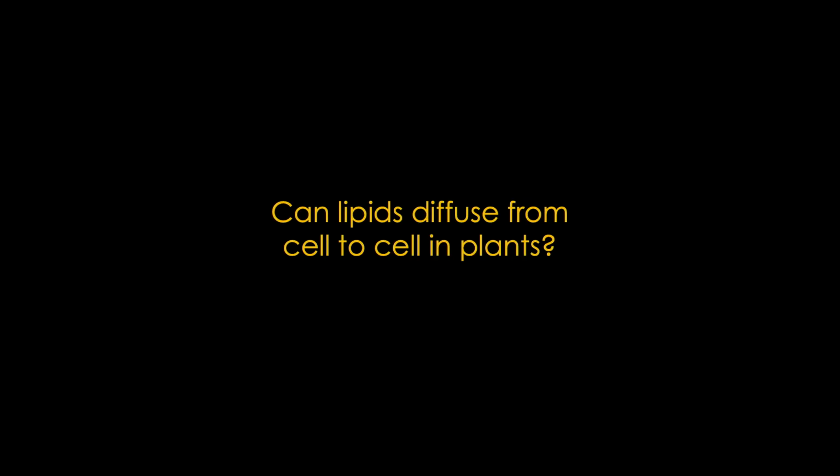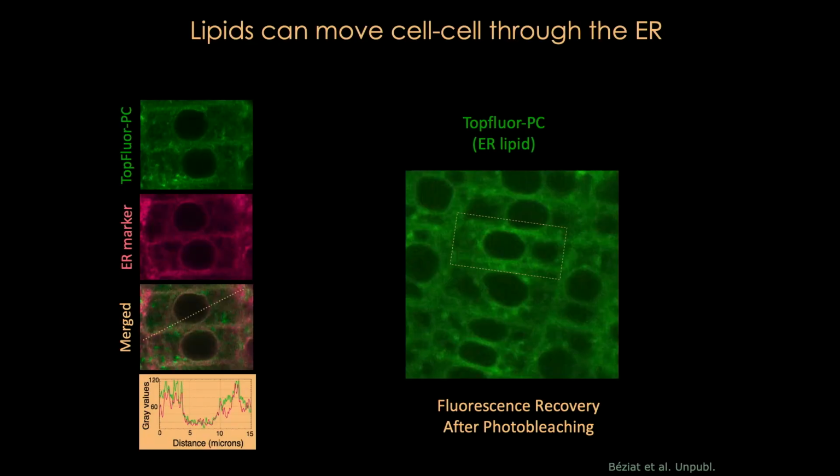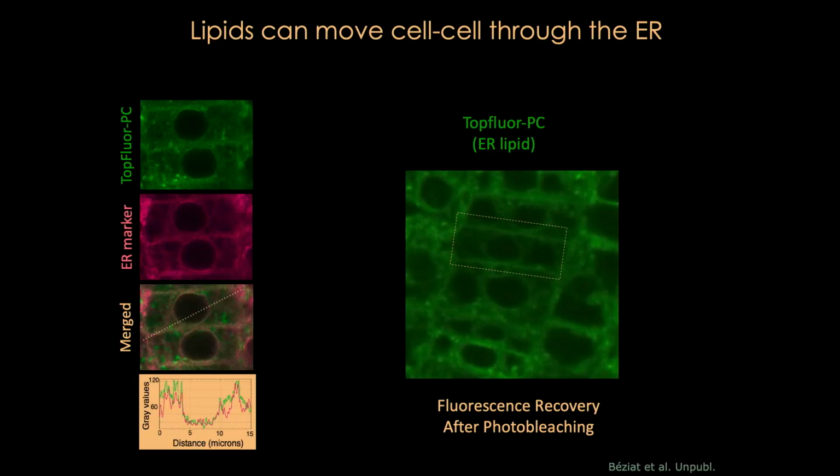So can lipids diffuse from cell to cell? What we've used first is a fluorescently labeled phospholipid. We've used TopFluor-PC that, when we feed the roots, actually accumulates within the endoplasmic reticulum. And if we FRAP this fluorescently labeled lipid, we see movement from cell to cell. We've checked that it's incorporated into the membrane, that it's not being cleaved off or whatever.